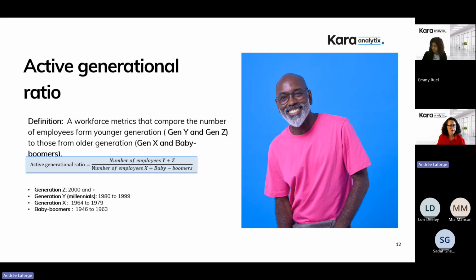And I've put the years that we consider to be Z, Y, X, and baby boomer, but everybody has their own definition. Usually those here are the ones that we see the most, and these are the years that we use in our platform.